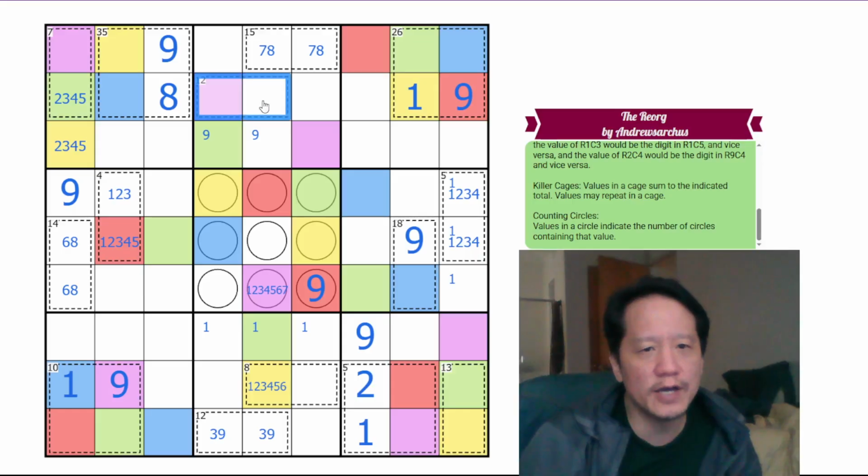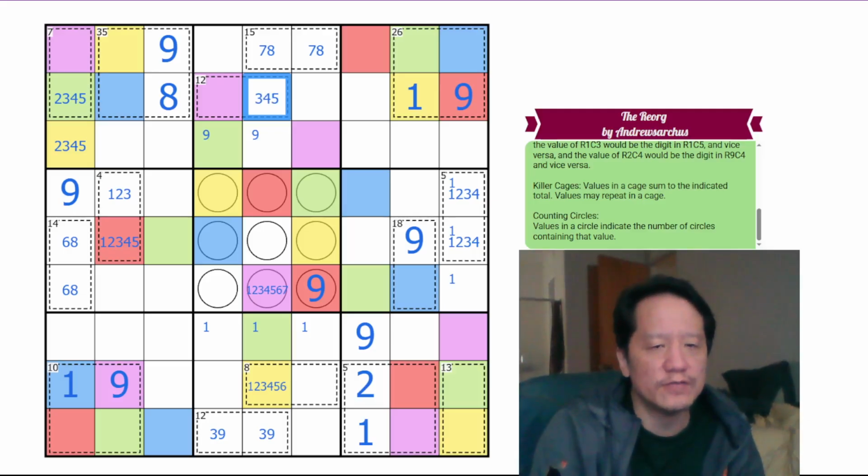This must be value adding up to 12. It cannot have 7, 8, or 9 here, though. So that's 3, 4, 5, and 6.